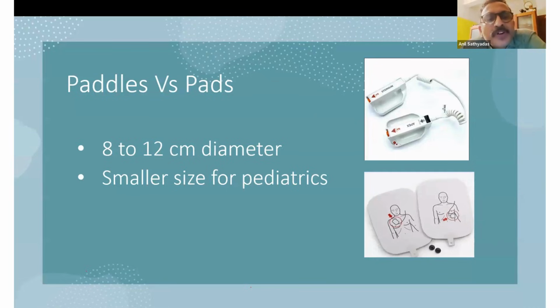Both would have a size of around 8 to 12 centimeters in diameter for adults. And you have a smaller size. You can just twist the adult probe and remove it. You have a pediatric probe that is hidden inside the adult one. So just see how to remove that adult probe. When you remove the adult probe from the paddles, not the pads, from the paddles, you will get the pediatric probe. The size is a bit smaller.